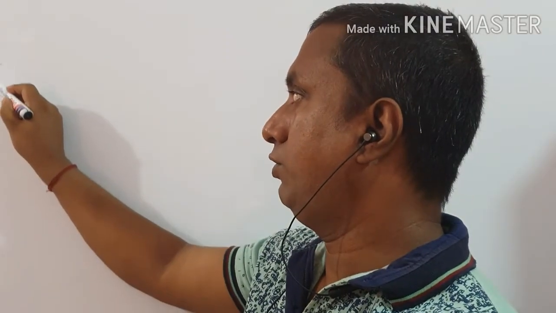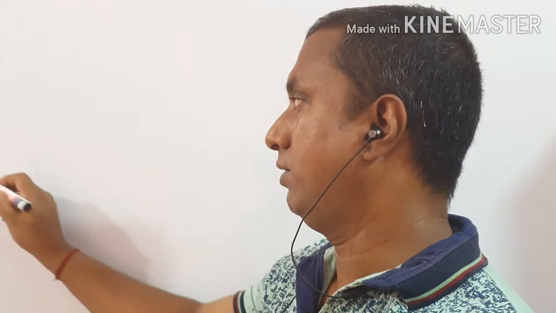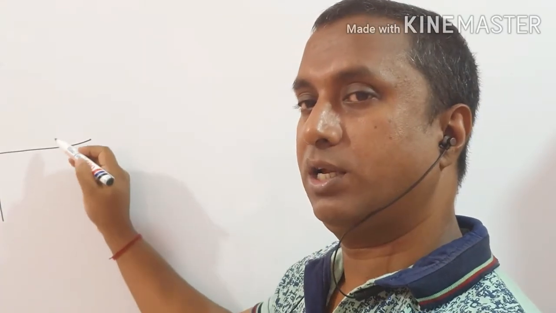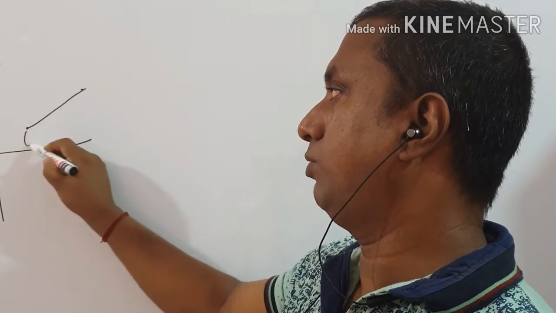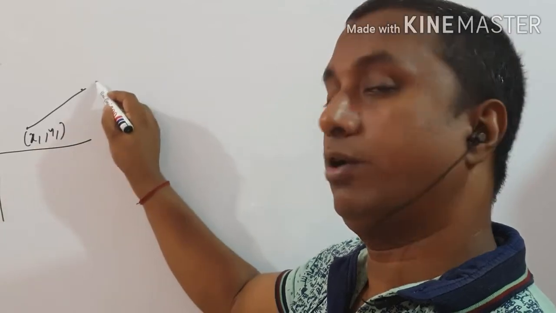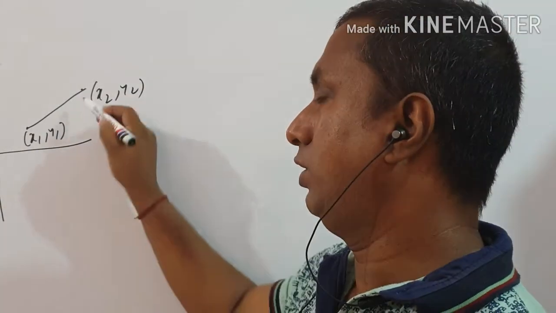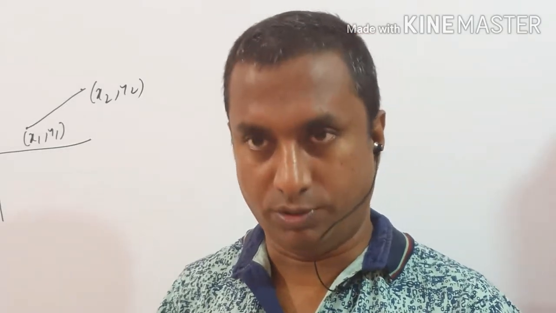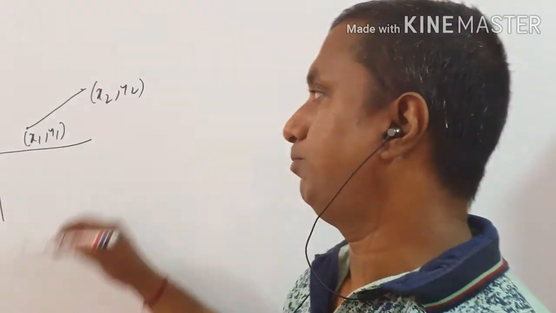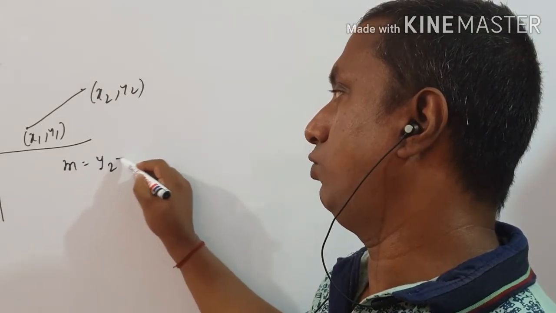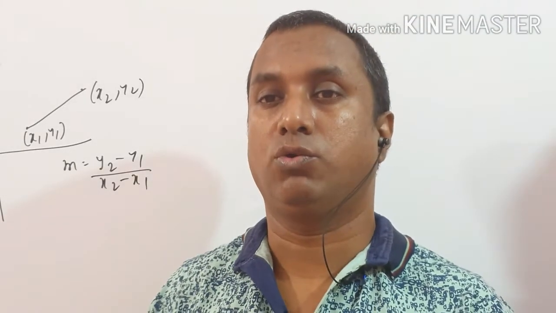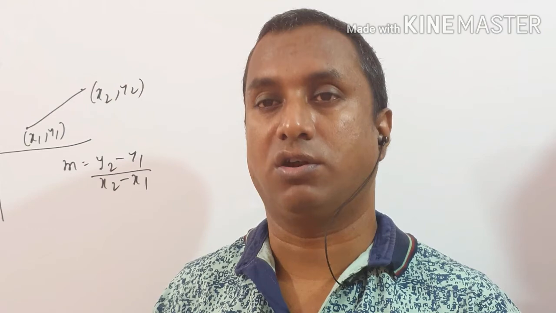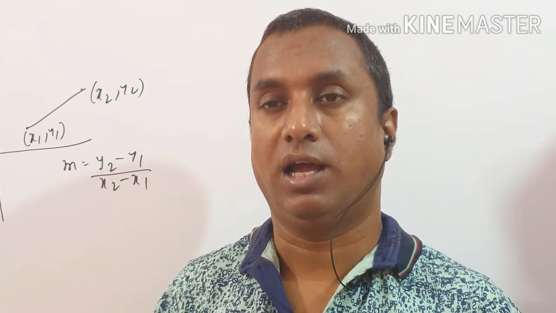Now suppose we draw a straight line, and let me consider 2 points here. Suppose this point is (x1, y1), this point is (x2, y2). When we are finding the gradient of these 2 points, m equals (y2 minus y1) divided by (x2 minus x1). But the question is, if it is a straight line, it's alright. If it is a curved line, then how can you find the gradient?